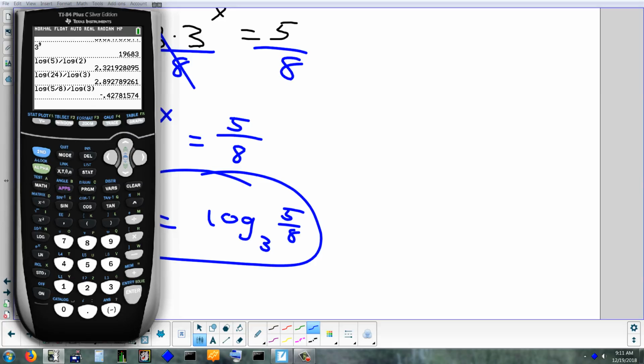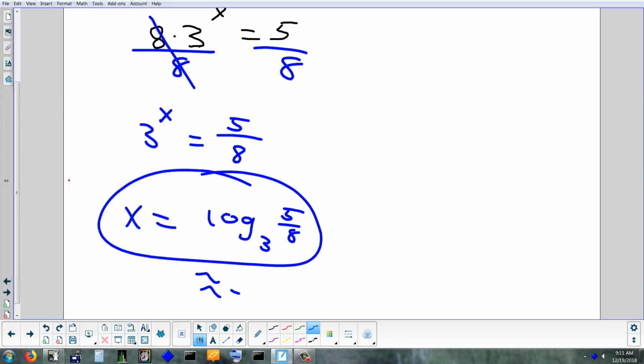Now, if you're like, well, wait a minute, I didn't think logs could be negative. They're not. 5/8 is a positive number. 3 is a positive number. I didn't say the answer can't come out negative. You just can't type a negative in to start with. And we didn't. So the answer is negative 0.43. Okay. Any questions on that one?